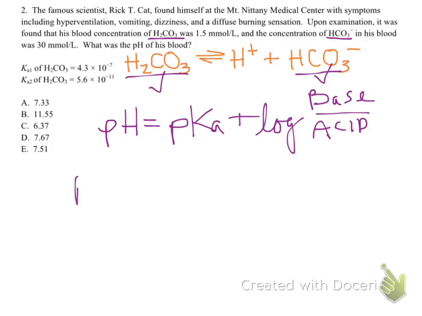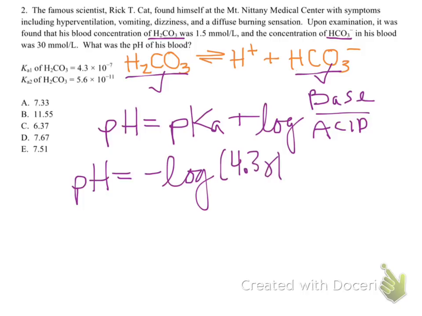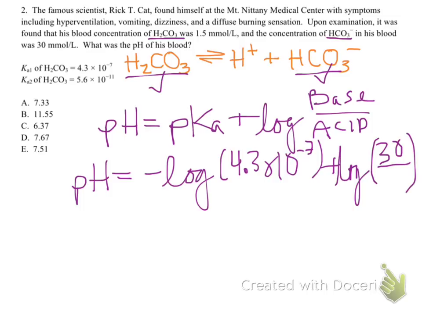So, our pH is going to equal the negative log of Ka1, 4.3 times 10 to the negative 7th, plus the log of base. The base here is the bicarbonate. So I'm going to do 30 divided by 1.5. Okay, so let's see what we end up getting.